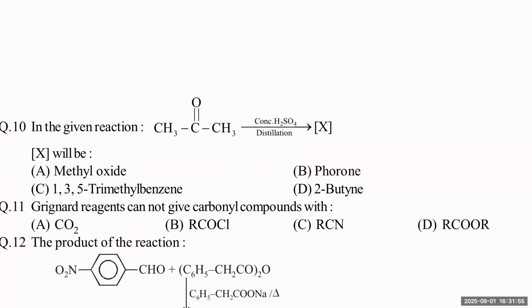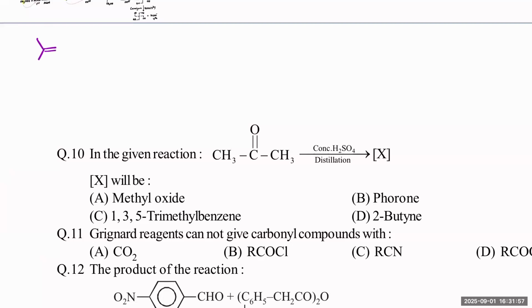First, this is the reaction you need to recall. If I take acetone plus acetone, 2 moles in dry HCl, correct? So in that case, the product you will get is like this. This is called mesityl oxide.